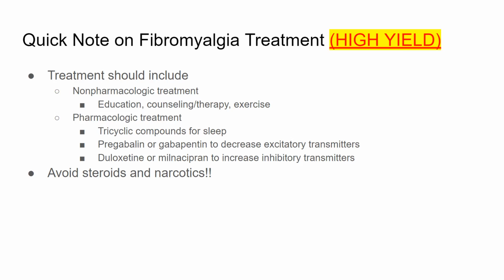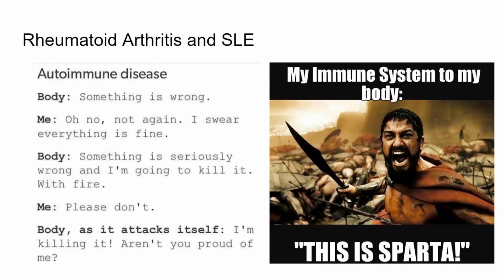And you also don't want to give them narcotics because the pain is bad, they will get addicted to them. We don't want more problems than just the fibromyalgia. So knowing that you give pregabalin or gabapentin, as well as duloxetine, to either decrease or increase excitatory or inhibitory transmitters. So make sure you guys know that as well.